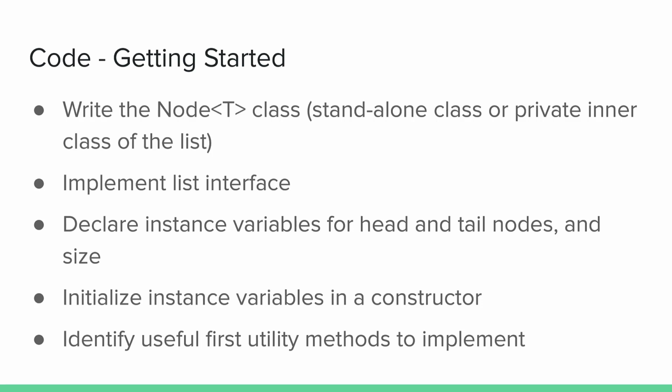Once we have our node class written, we'll begin implementing the list interface in our indexed unordered single linked list class. We start out by declaring our instance variables. So we'll include a head node and a tail node. We'll also include an integer for size. We'll initialize our instance variables in a constructor, and then we'll identify some basic utility methods that would be good to implement right away.